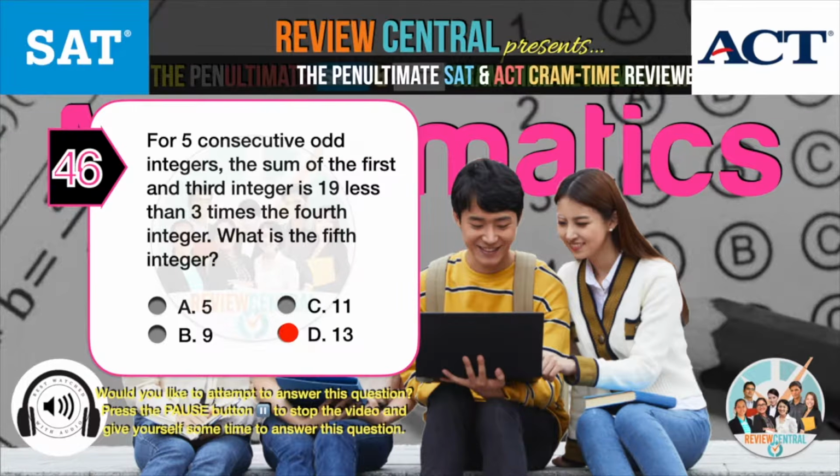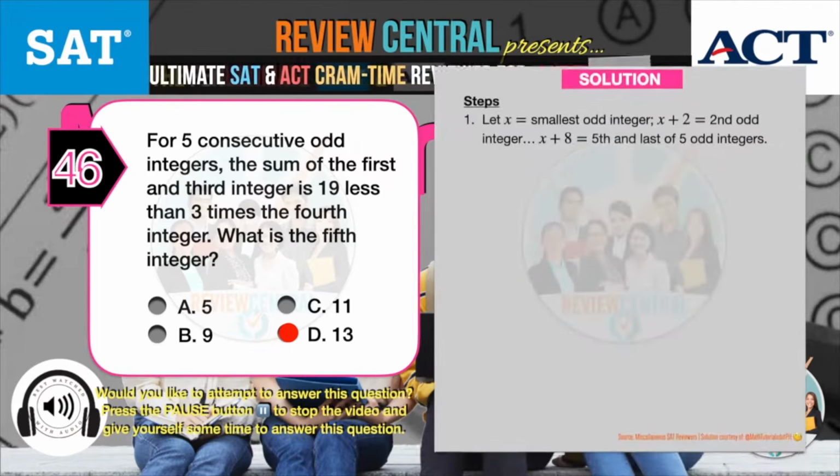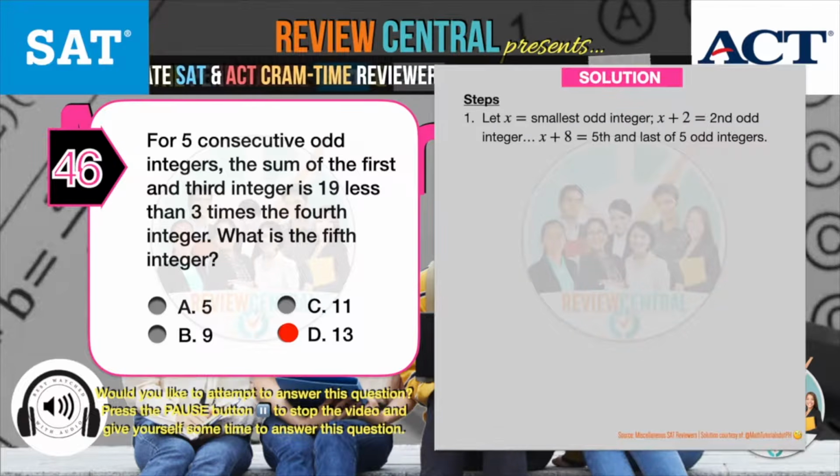13. This is another complicated sounding, but in reality very simple algebra problem that often appears in the SAT and the ACT. We have 5 consecutive odd integers, so if we let x be the first and smallest of the odd integers, x plus 2 must be the second odd integer, x plus 4 the third, x plus 6 the fourth, and x plus 8 the fifth.